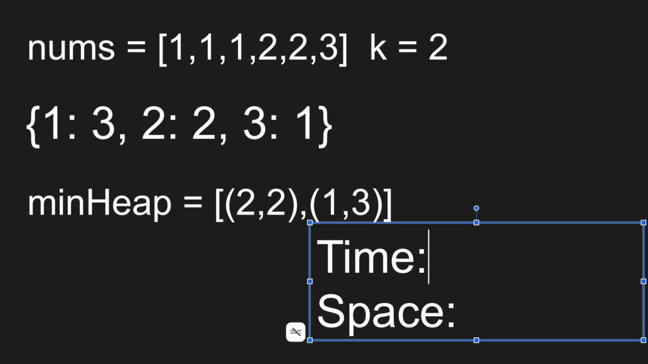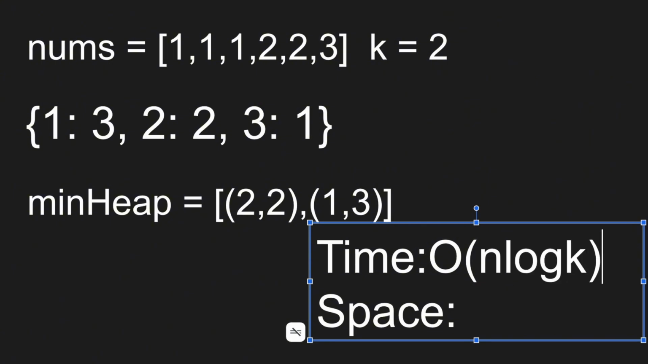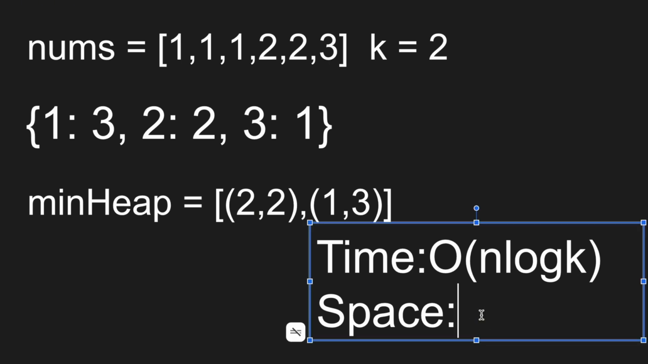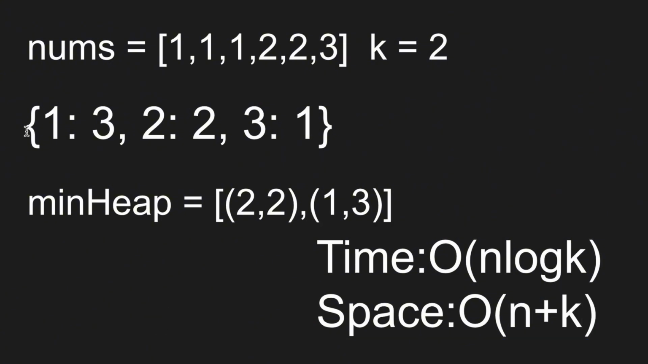So the time complexity of this would be n log k, because we need to go through each number in nums, and popping from the min heap will take log k time. And the space complexity would be O of n plus k, because the dictionary can take up to n space and the min heap can take up to k space. So k here just means the value of k, and n here is the length of nums. There's actually a more efficient way to solve this problem, so we'll get to that one right now.